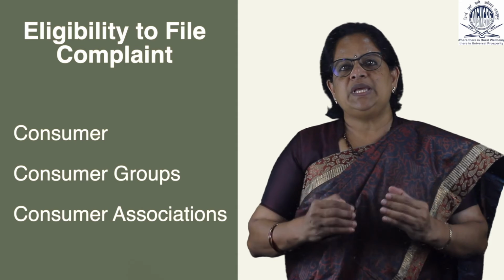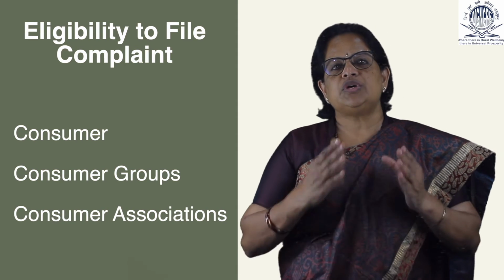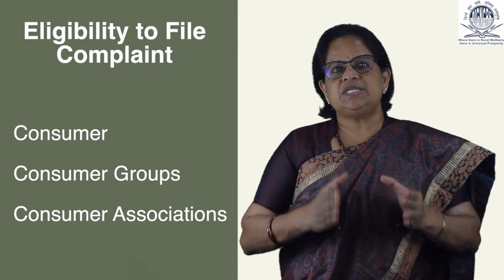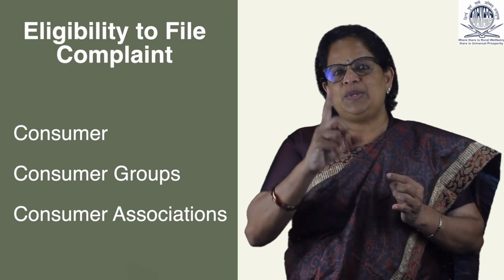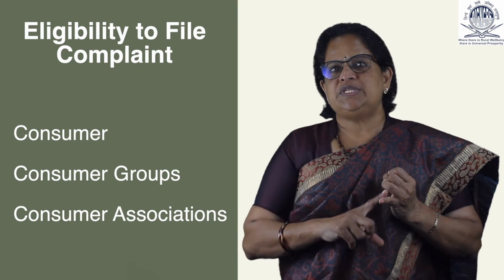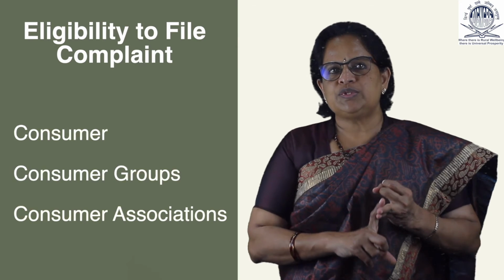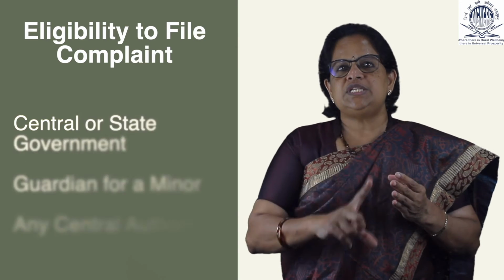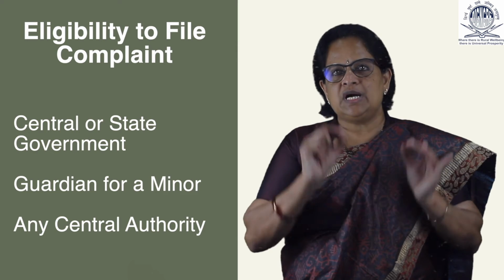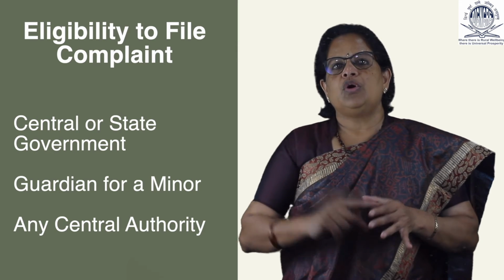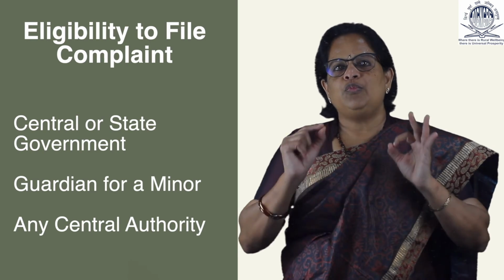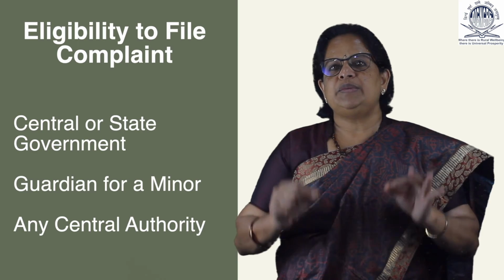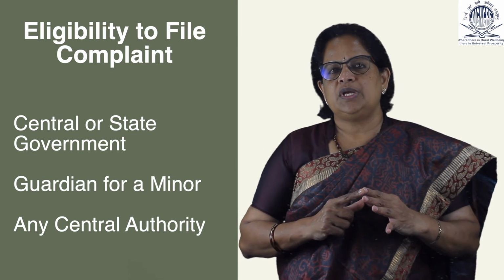Who all can file complaints under the Consumer Protection Act 2019? This list has 6 categories of people. They are, as we have already explained with the district commission, again we are repeating this: consumers, consumer groups, consumer associations, central or state governments, a guardian or parent for a minor, or any central authority representing common interests like vehicle owners, National Permit Truck Owners Association, road transport operators, etc.